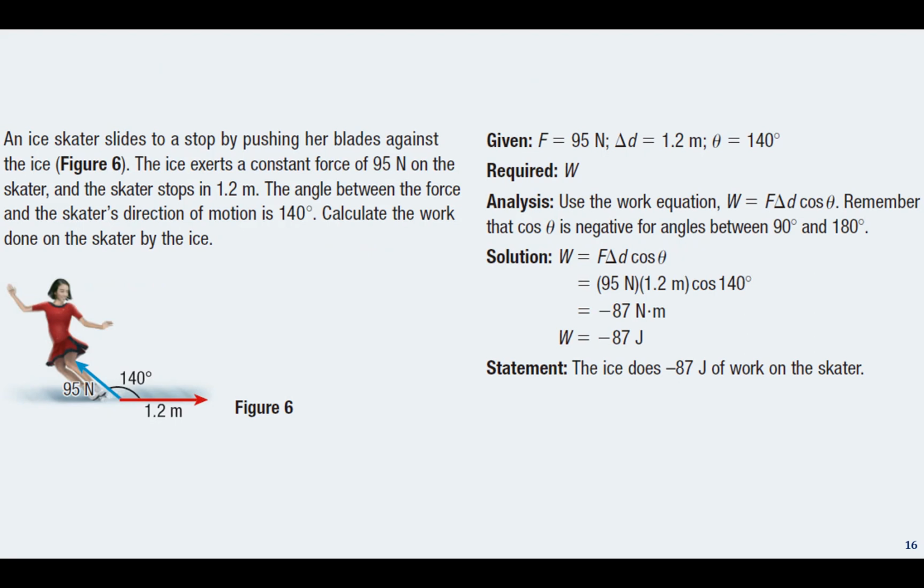So put all the values in. We have W equals F delta D cosine theta, which is 95 newtons times 1.2 meters times cosine 140 degrees. And that's approximately negative 87 newton meters or negative 87 joules. So the ice does negative 87 joules of work on the skater. Okay, do you have any questions?